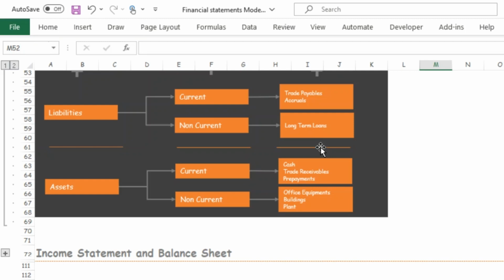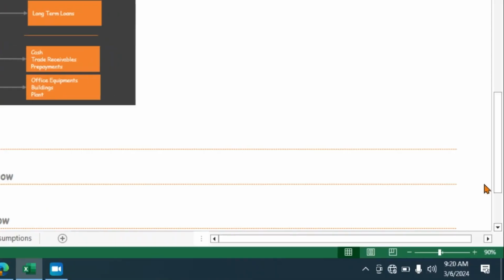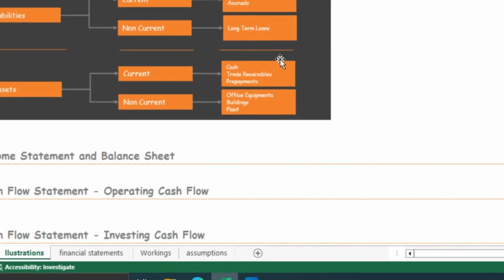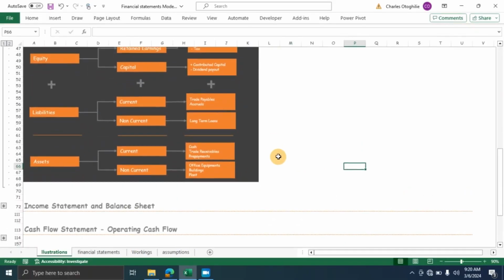Then we have the non-current assets. Your non-current assets are sometimes summarized as PPE, property, plant and equipment. So your non-current assets are made up of all of these items, like you can see here. So it's made up of all of these items.